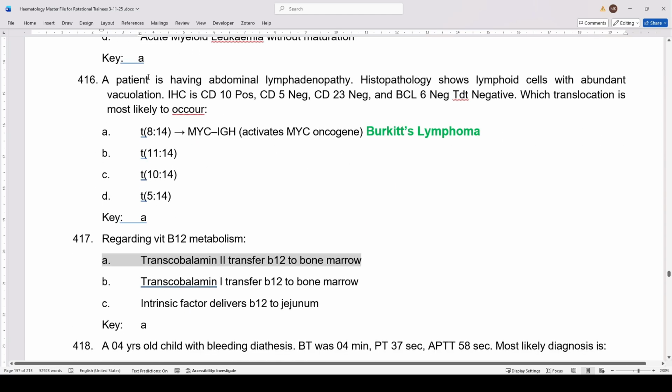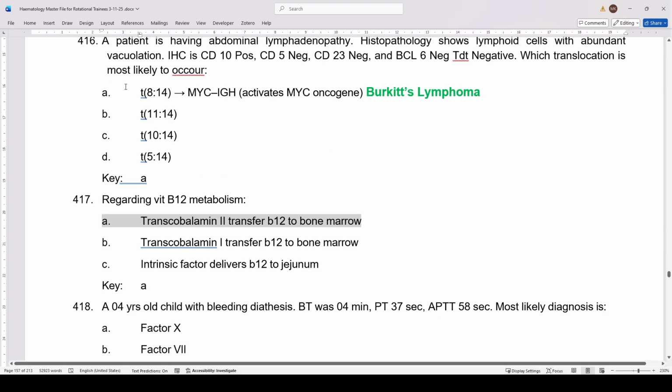Next question is, patient is having abdominal lymphadenopathy. Histopathology shows lymphoid cells with abundant vacuolation. Okay, whenever there is lymphoid cells with abundant vacuolation, think of Burkitt's lymphoma. IHC is CD10 positive, CD5 negative, CD23 negative, BCL6 negative, and TdT negative. So these markers are absent. Which translocation is most likely to occur? So this is a case of Burkitt's lymphoma, and in Burkitt's lymphoma we will see translocation 8;21 involving the MYC gene, which activates the MYC oncogene. So option A is correct here.